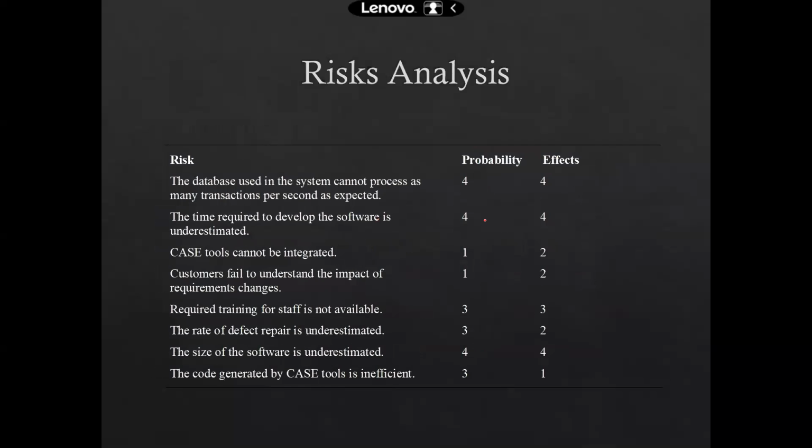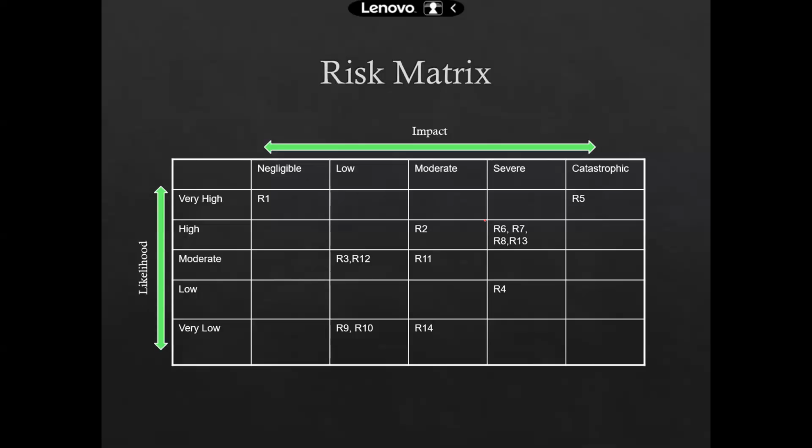Once you have done it quantitatively, it is time to make a matrix. If you see over here, you can see the negligible, low, moderate, severe, and catastrophic on your x-axis. Now keep the impact over here on the x-axis at the top, and the likelihood over here on the left on the y-axis. We can see the very high to very low and negligible to catastrophic. Right? So make a matrix like this, and keep in mind that all the boxes may contain the potential risks over here.